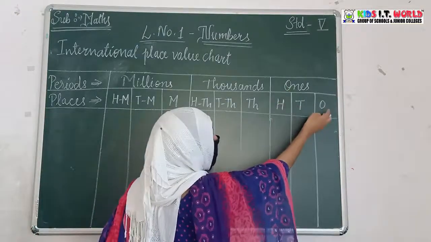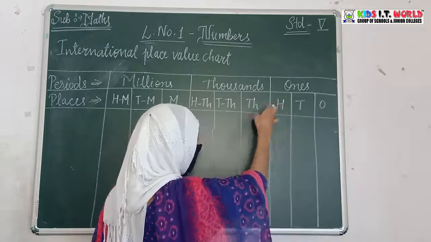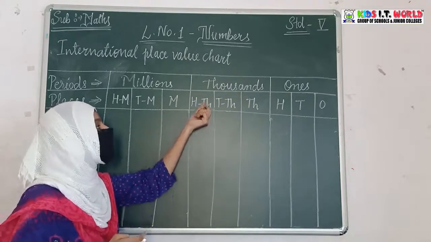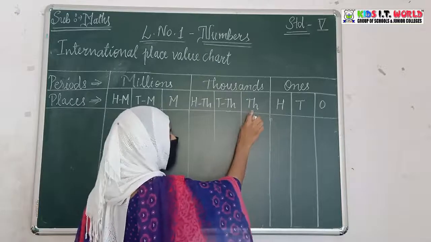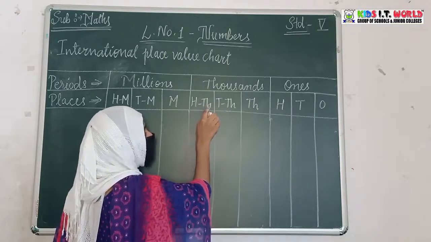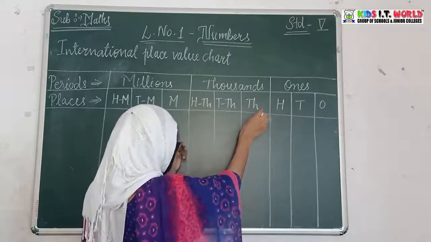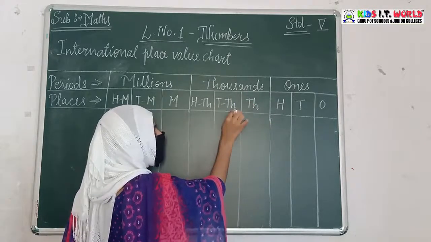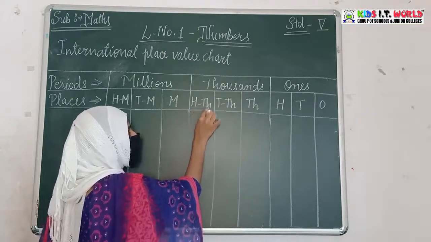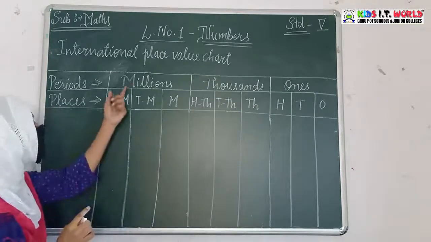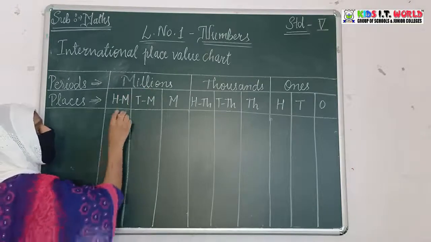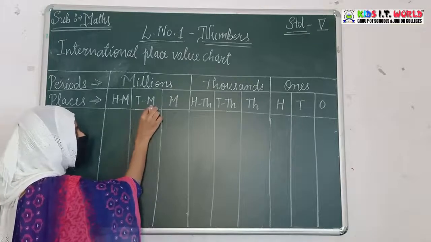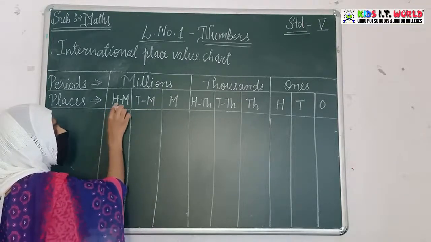Now in the ones, you know, it is ones, tens, hundreds. In the thousands, here one more column is added, that is 100,000. So here 1,000, 10,000, 100,000. Remember, these abbreviations are the short forms of those words: TH for 1,000, TTH for 10,000, HTH for 100,000. Now this is new for you, that is millions. M stands for millions, TM stands for ten millions, and HM stands for hundred millions.